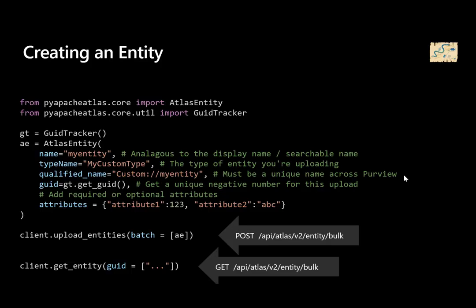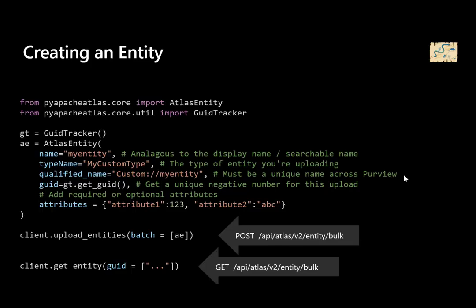Now that I've created the entity, I can get the entity as well, and that's just a get method to the same exact endpoint, and I can specify a GUID in this case, and that's pretty neat. I can specify a list, an array of them as well, which is pretty great, and I can get back a large number of them.